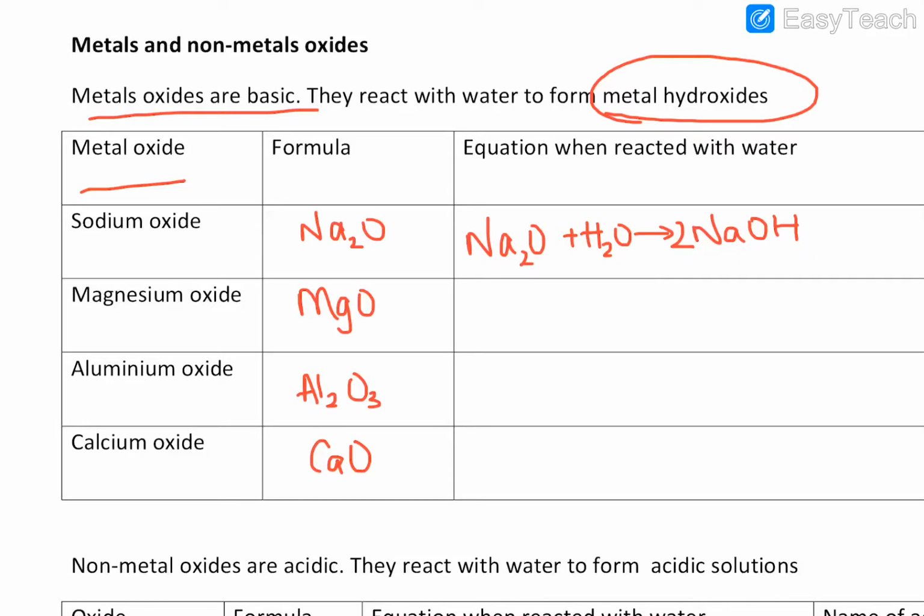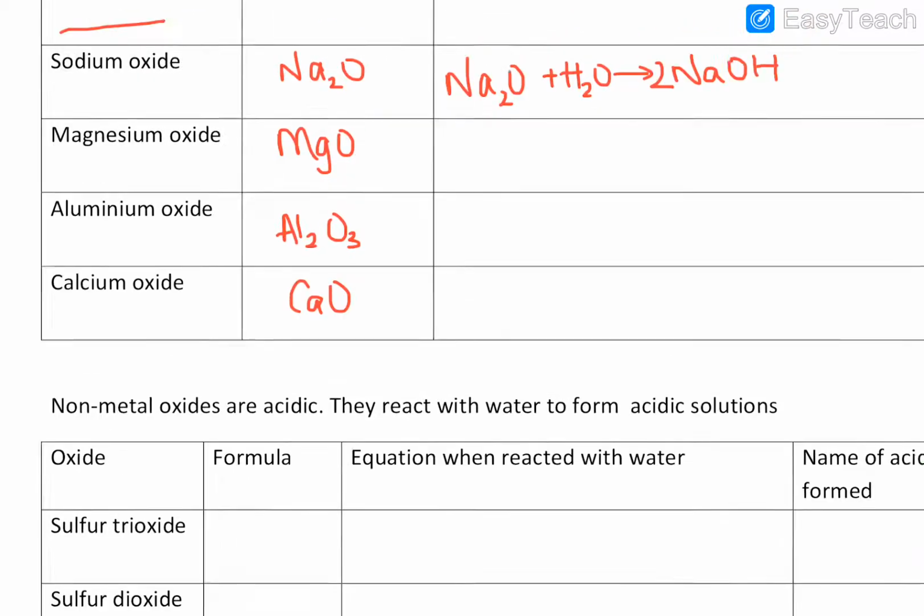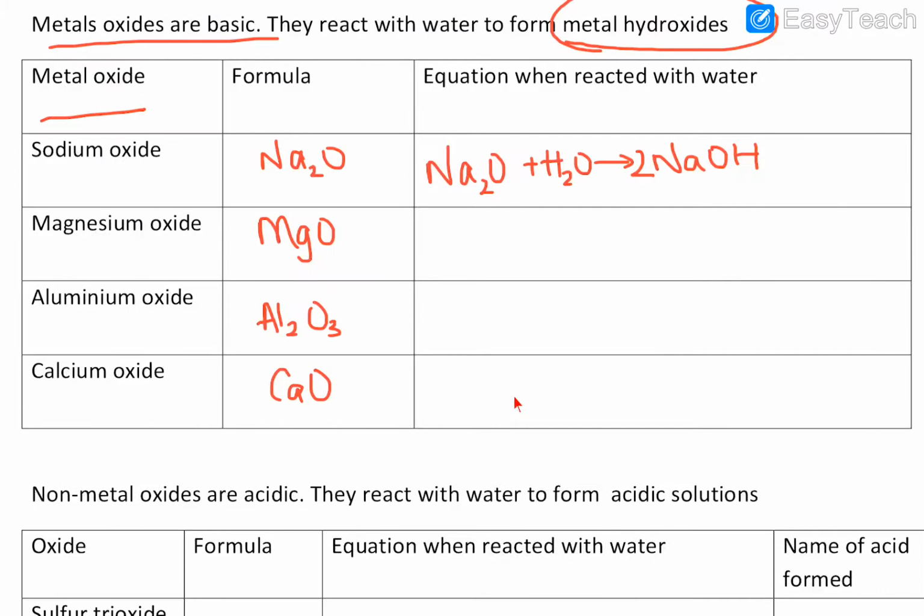This is going to be the same for all the metal oxides, and because this is alkaline, we say that these are basic oxides. So you are going to complete the equations for each of them and make sure that your equations are balanced.